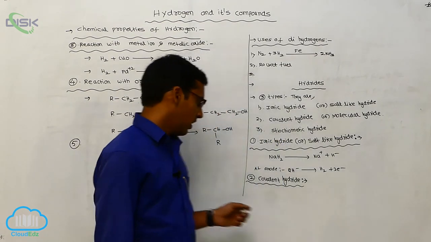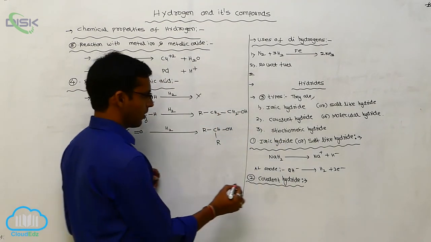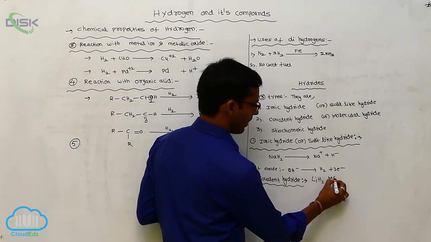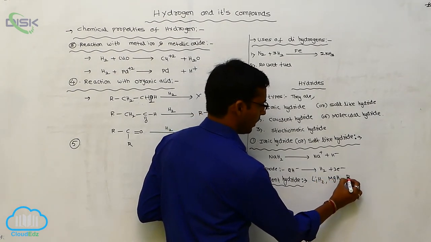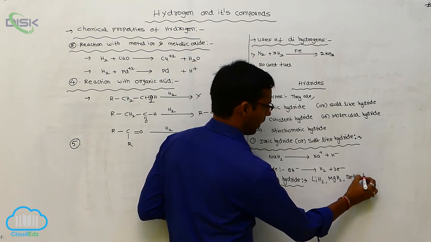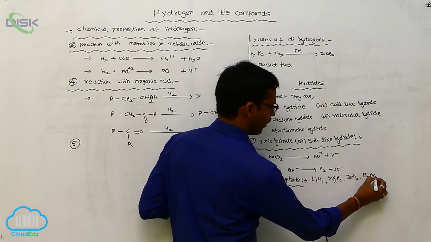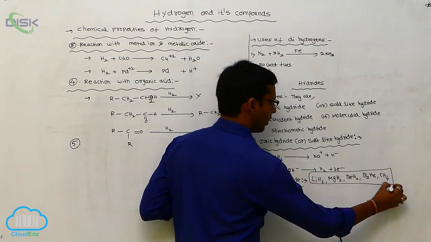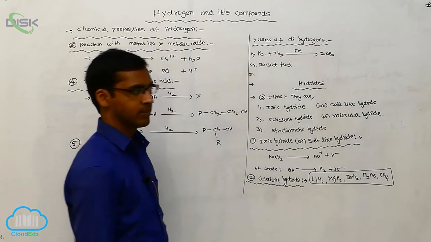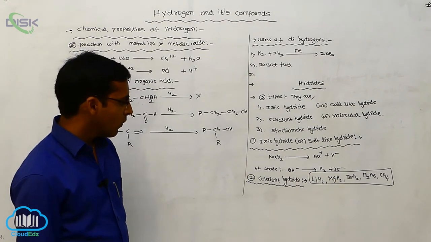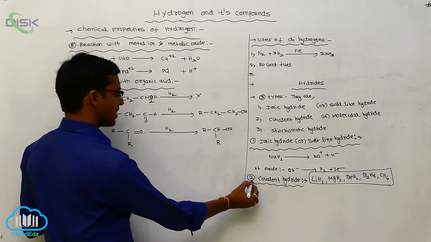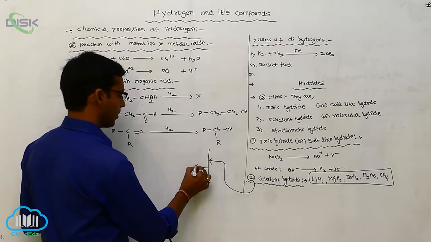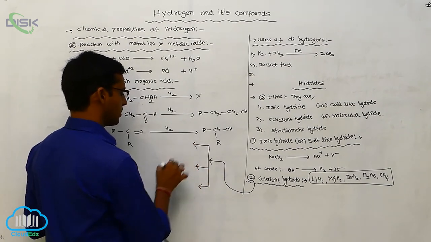So like lithium hydride, magnesium hydride, beryllium hydride, diborane or methane, these all are covalent hydrides. The covalent hydrides are generally classified into three types.